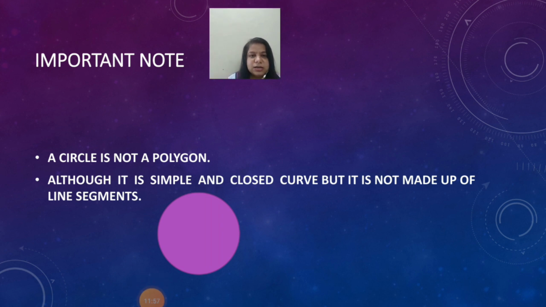At last, I would like to discuss an important note. Circle is not a polygon. Why? Because a circle is a simple curve, no doubt, because it does not cross itself. Although it is a closed curve also, it is not made up of line segments. So circle is not a polygon.